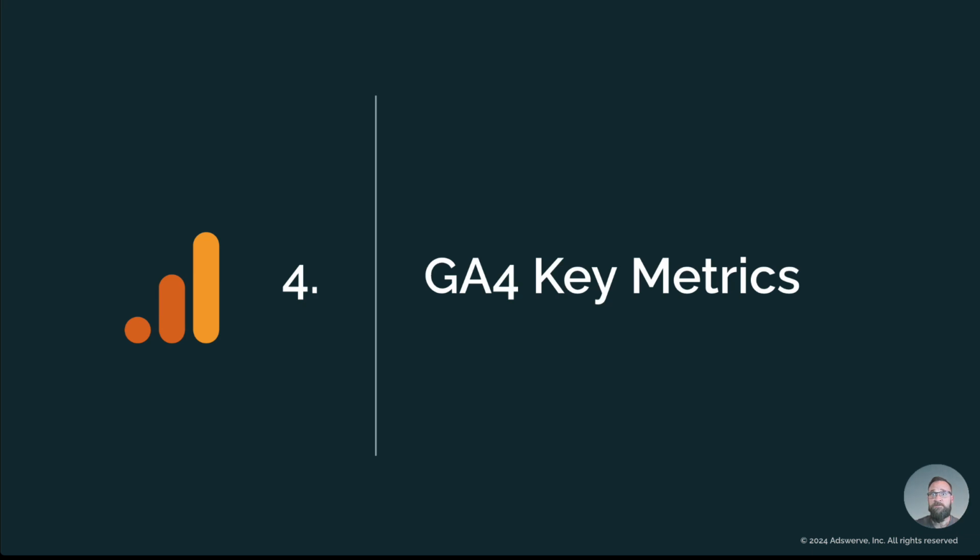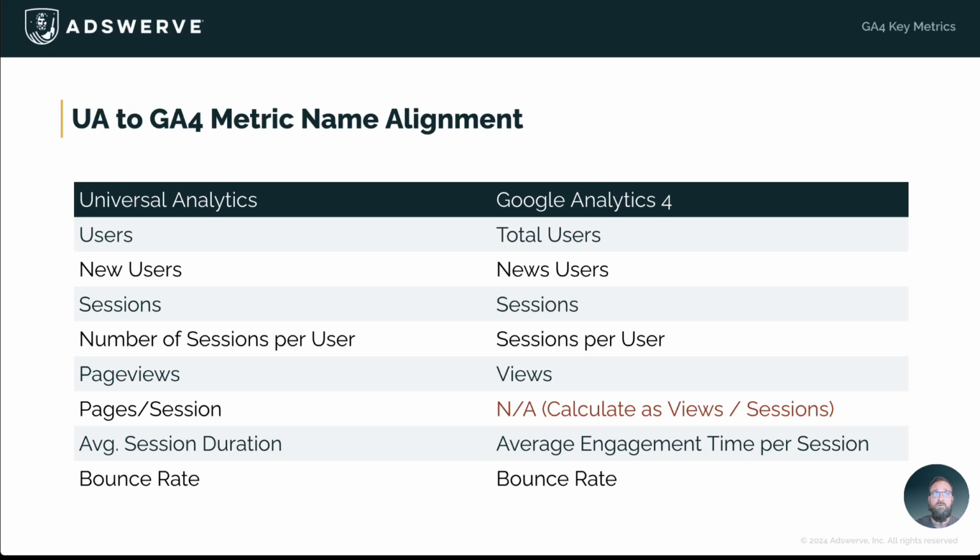Let's take a look at a few of the key metrics in GA4. First up, let's compare what we see in GA4 to what we saw in Universal Analytics. When you were looking at the user metric in Universal Analytics, the number you were actually looking at is total users. In GA4, you're going to look for total users. New users are the same between the two versions, as are sessions.